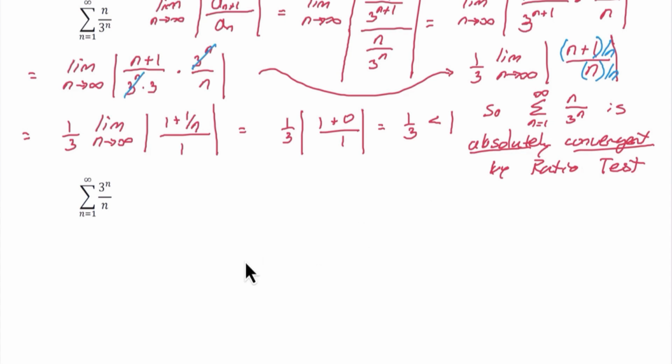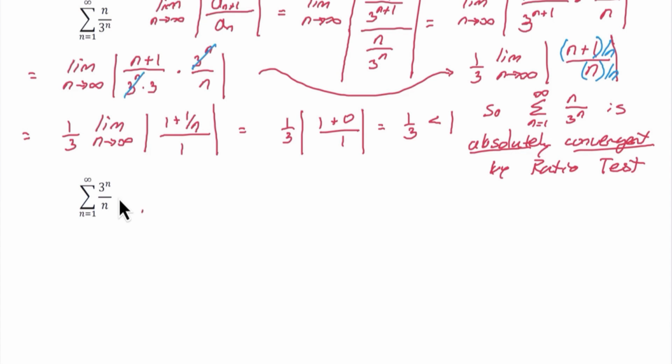This next example, again, is very similar to the previous one, or it looks similar anyway. But notice right now, just intuitively, as n gets large, as n approaches infinity, the numerator is exponential and the denominator is linear. That means the numerator is going to grow much faster than the denominator. So my intuition says that this is going to diverge. Let's use the test for divergence.